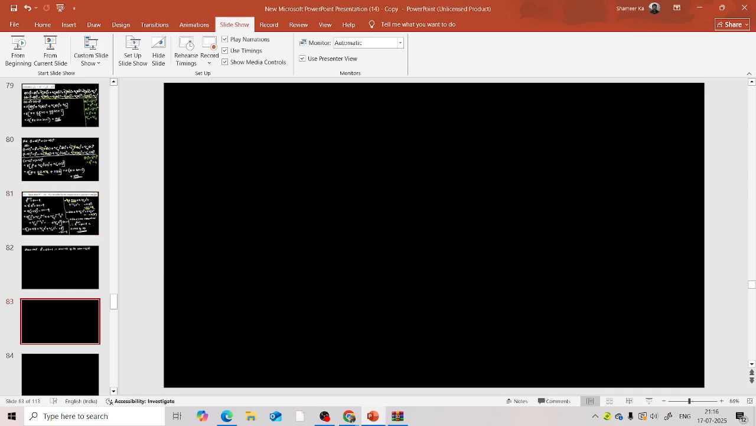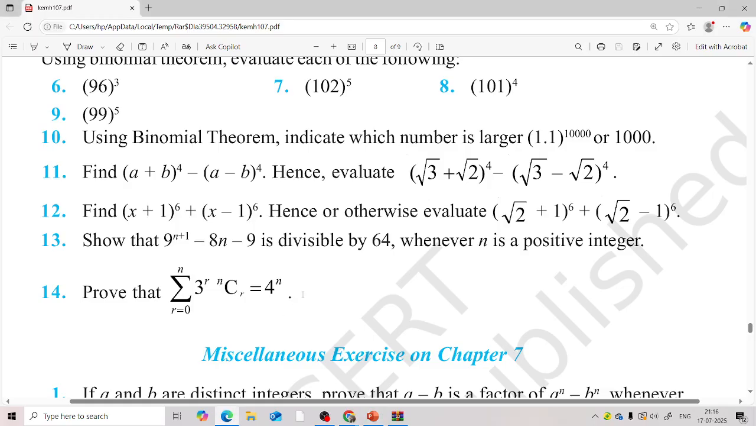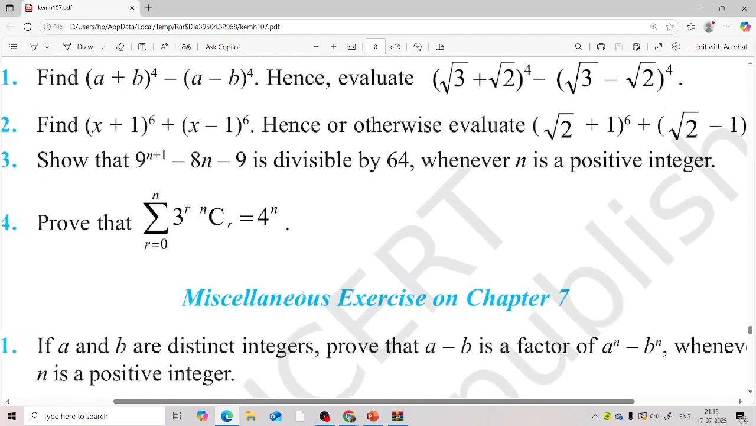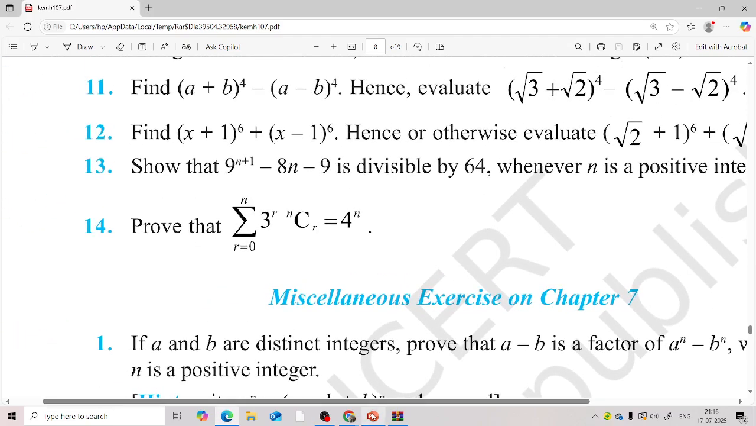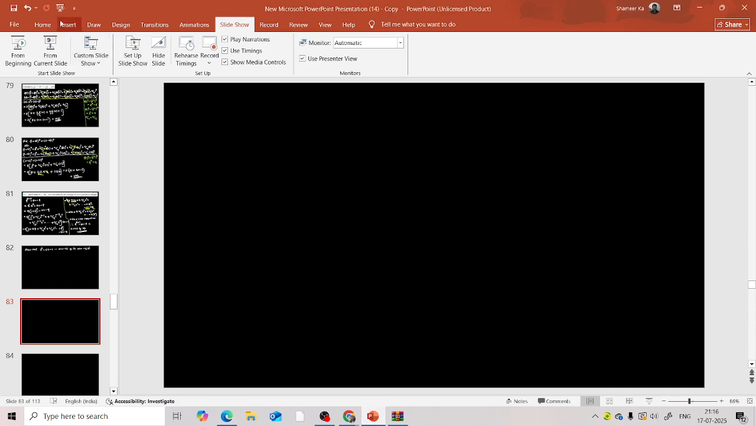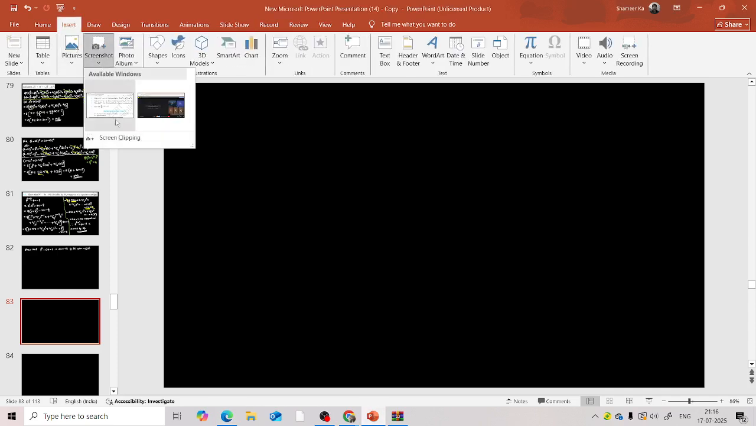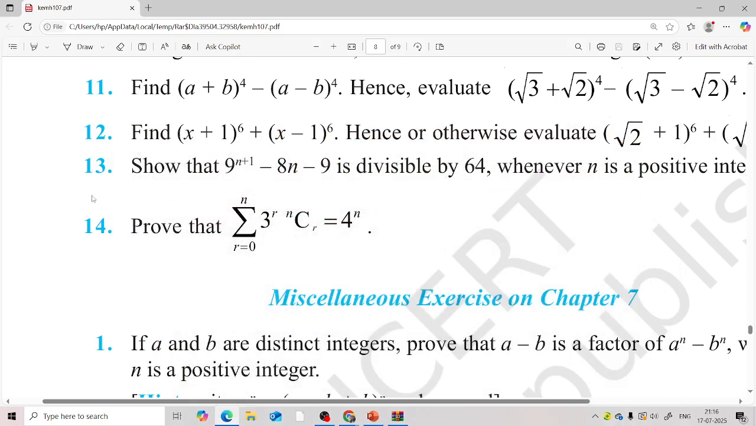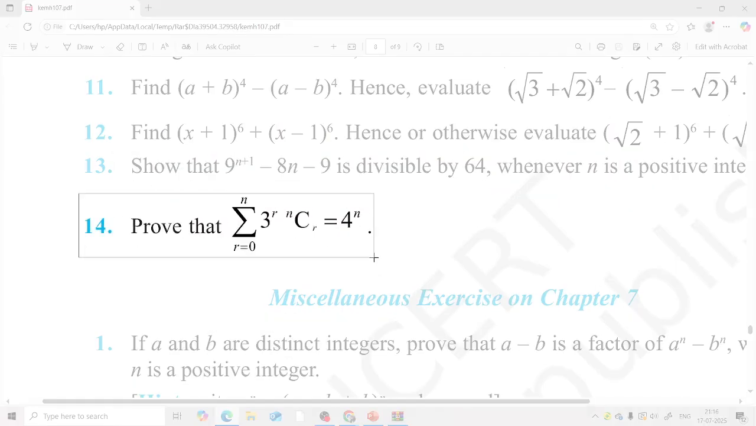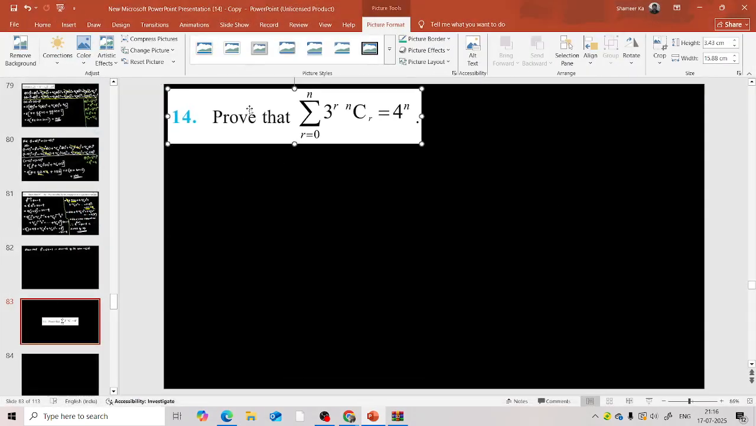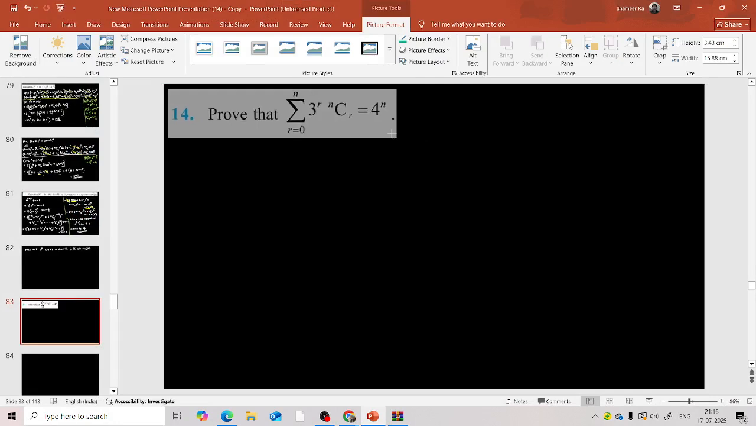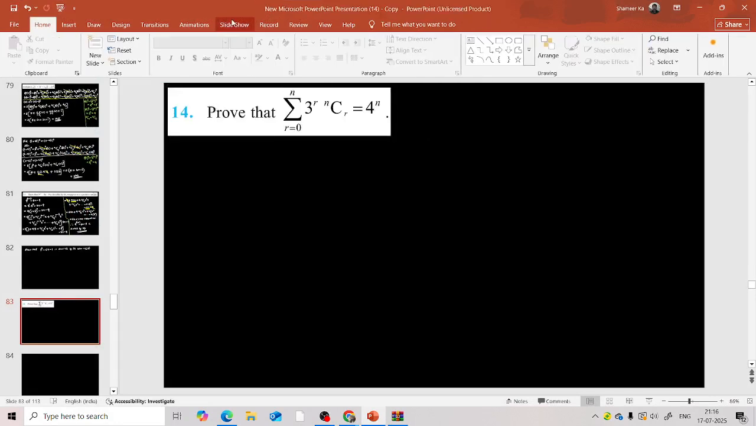Next is, so the 14th one I will discuss. The 14th one appears to be tough, but it is a very simple question. The 14th question. The sigma simply means summation, okay? Sigma simply represents the summation.